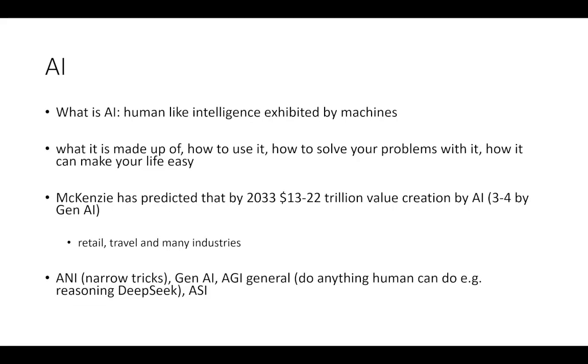So, what is AI? AI is basically human-like intelligence as exhibited by machines. AI consists of what that machine intelligence is made up of, how to use it, how to solve your problems with it, and how to make your life easy. The biggest thing that you keep hearing about AI is automation, to make our life easy. All the mundane tasks, you leave to AI so that you can focus on business and your things of interest.